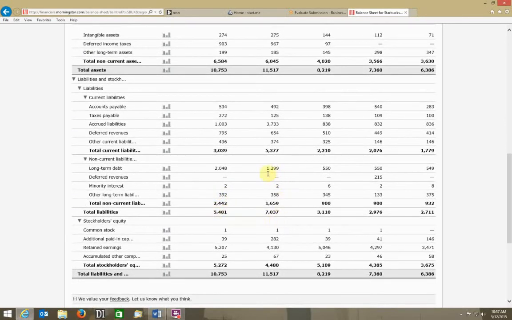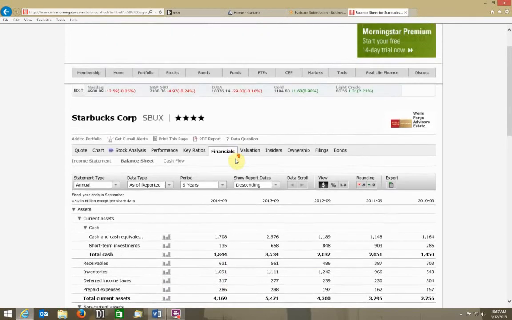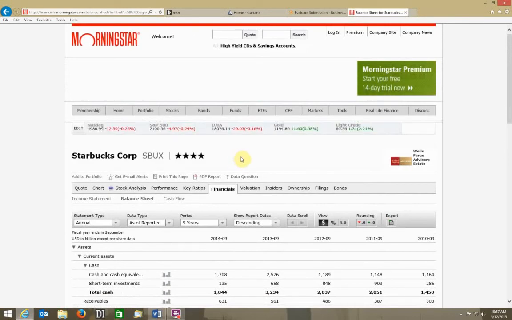And really, other than that strange event, they actually increased their liabilities a little bit. They took on some debt, and at the same time decreased assets a little bit. They may be trying to shrink their balance sheet a little bit, and sometimes they'll do that.